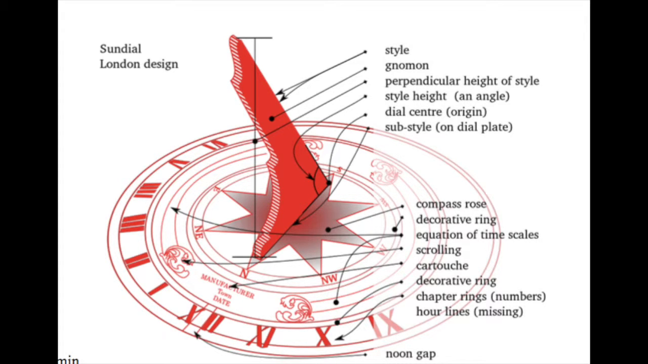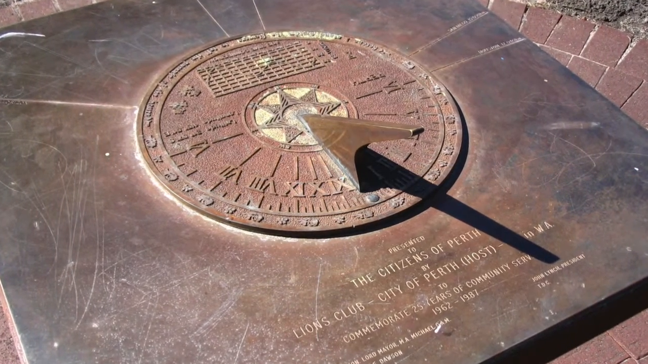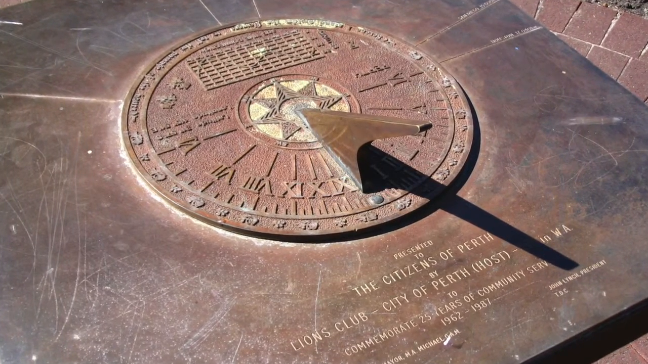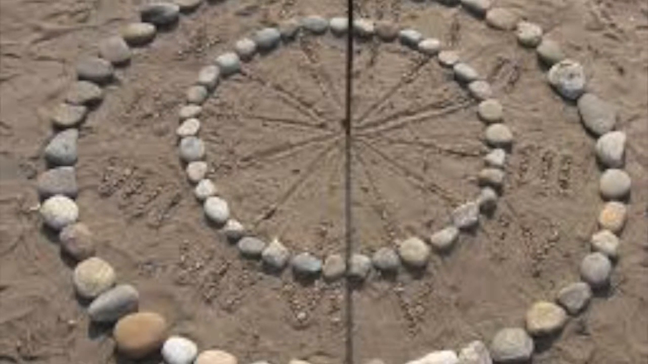Sundials are the oldest known instruments for telling time. The surface of a sundial has markings for each hour of daylight. As the sun moves across the sky, another part of the sundial casts a shadow on these markings. The position of the shadow shows what time it is.